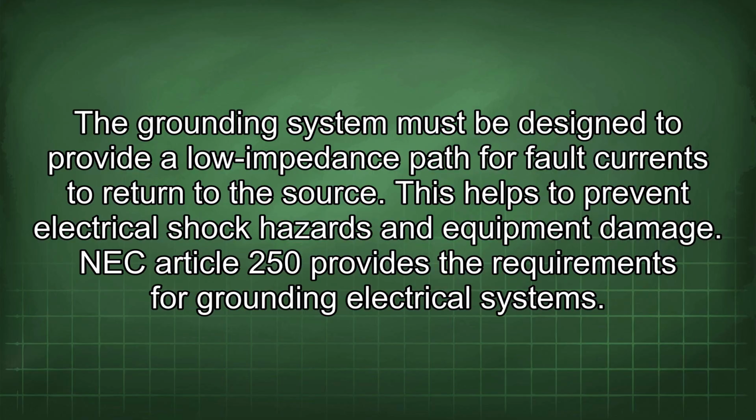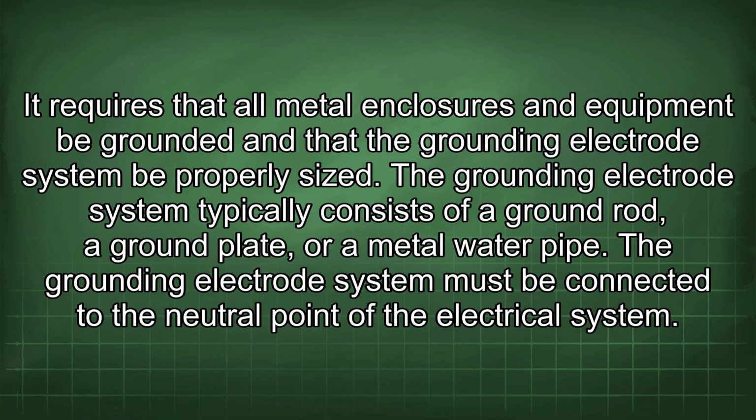NEC Article 250 provides the requirements for grounding electrical systems. It requires that all metal enclosures and equipment be grounded and that the grounding electrode system be properly sized. The grounding electrode system typically consists of a ground rod, a ground plate, or a metal water pipe. The grounding electrode system must be connected to the neutral point of the electrical system.